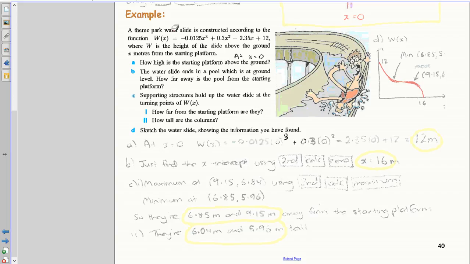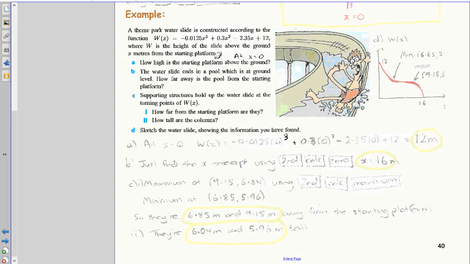A theme park water slide is constructed according to the function, a weird function, W with respect to x is equal to negative 0.0125x cubed plus 0.3x squared minus 2.35x plus 12. So this is a cubic function because the highest power of x is a cube. Where W is the height of the slide above the ground. So this is basically a map of the slide. If you graph this, you'll get a map of the slide. W is the height of the slide above ground, and x meters is the horizontal distance from the starting position.